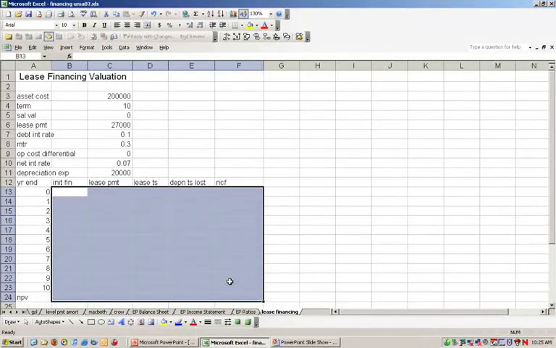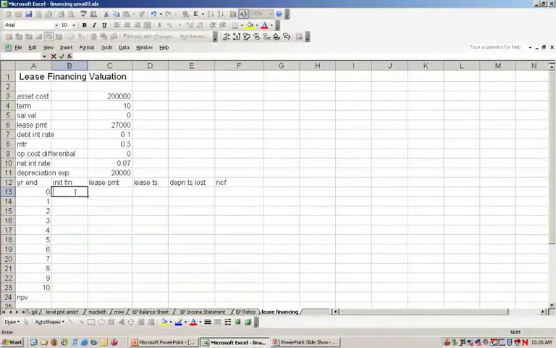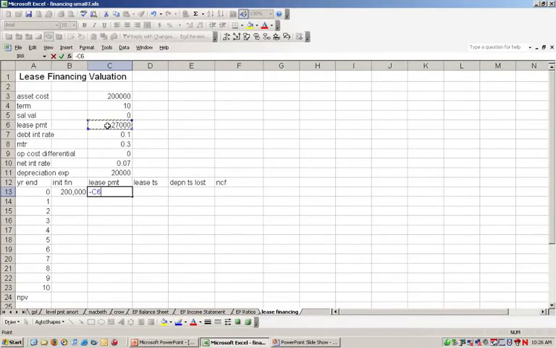In year 0, if the firm leases, the lease contract provides $200,000 in financing, or $200,000 cash inflow. In each year of the lease, the firm has to make a lease payment of $27,000. That lease payment occurs at the beginning of each year, and it's a cash outflow. So I'm going to highlight cell C6 where we have our lease payment, put a negative sign in front of it, lock the cell reference by hitting F4, and then we can copy the formula down.